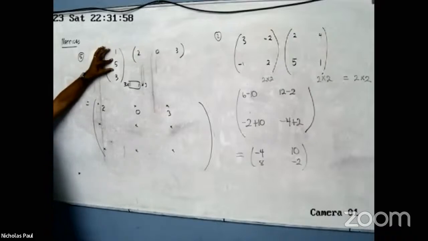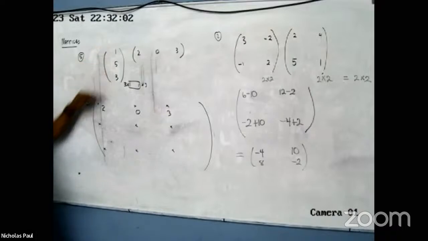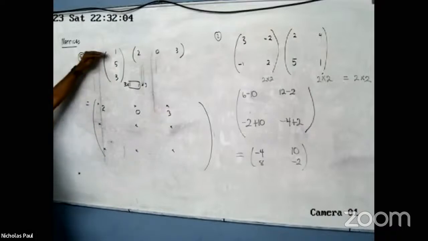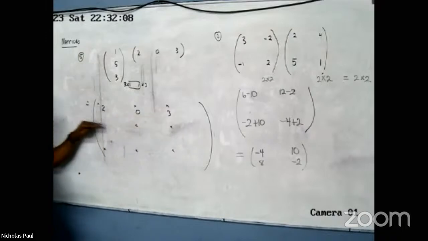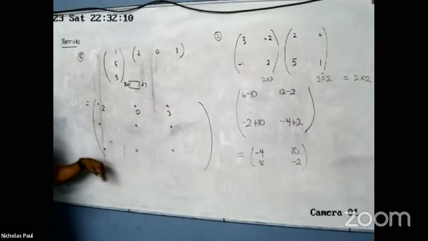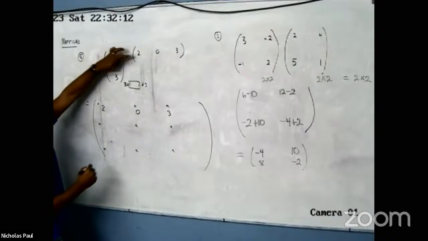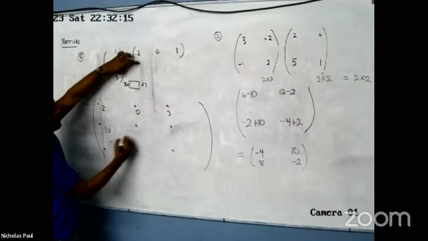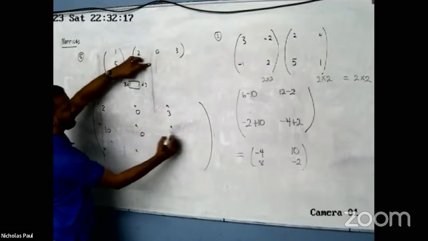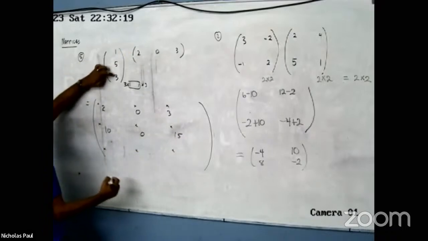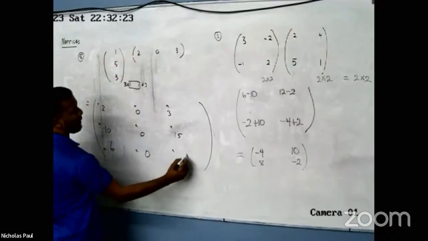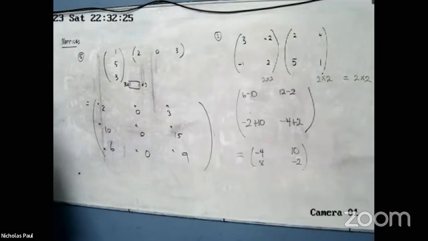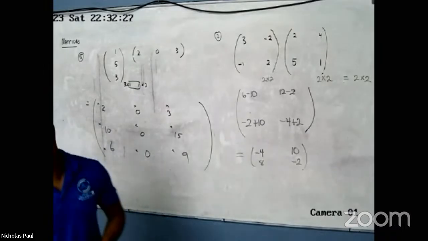Second row now. Always remember, these rows will give these values. So this first row giving you all the values here. This second row giving you all your values here. Third row giving you all the values there, right? 5 by 2, 10. 5 by 0, 0. 5 by 3, 15. 3 by 2, 6. 3 by 0, 0. 3 by 3, 9. That's the answer. There we go.